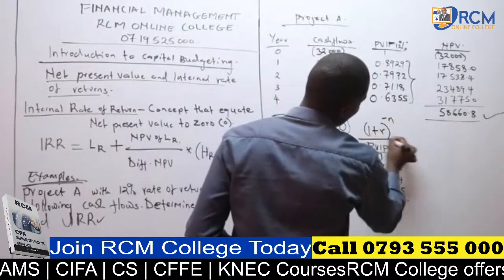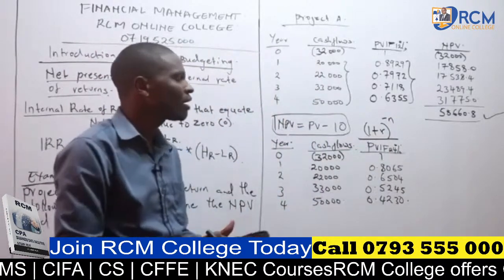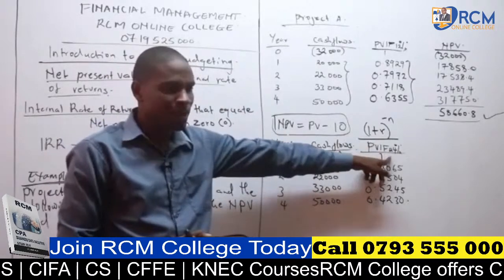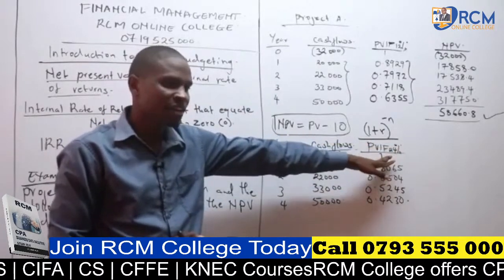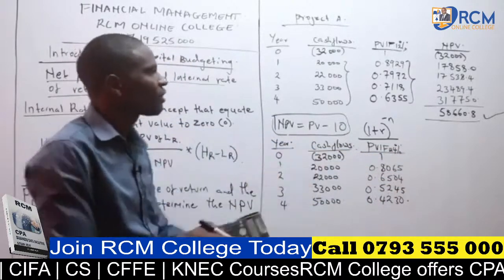This is the formula we apply with the calculator. This is what you put into the calculator. That is why you hear me saying 1.24. Now 0.24 is my rate. Now I want to get the NPV.